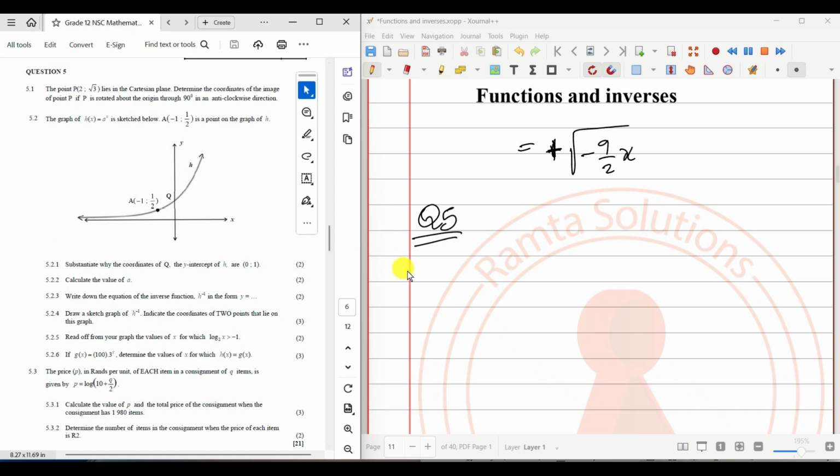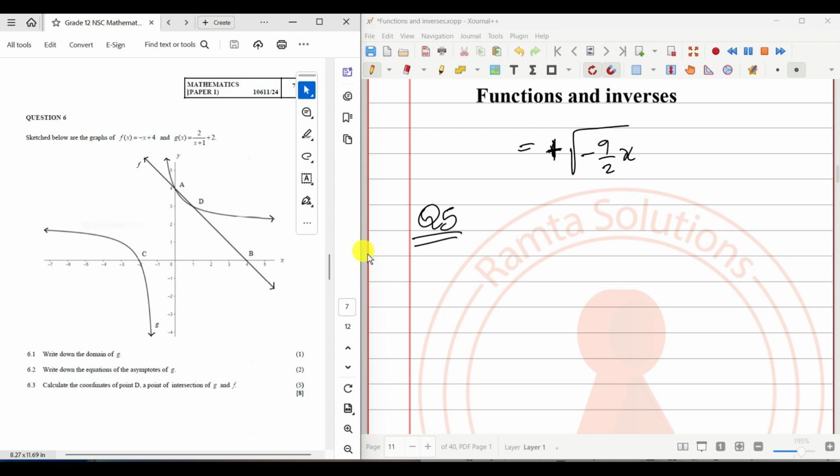All right. What are we looking at now? So 5.1. The point P with coordinates 2 and positive root 3 lies in the Cartesian plane. Determine the coordinates of the image of point P if P is rotated about the origin 90 degrees in an anti-clockwise direction. Guys, this is what you did.